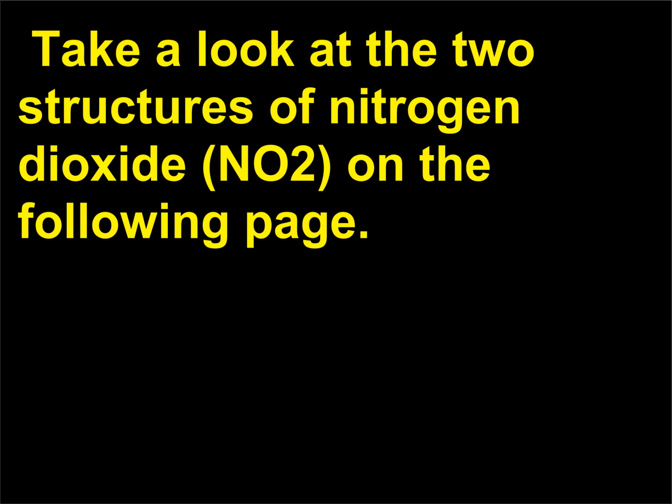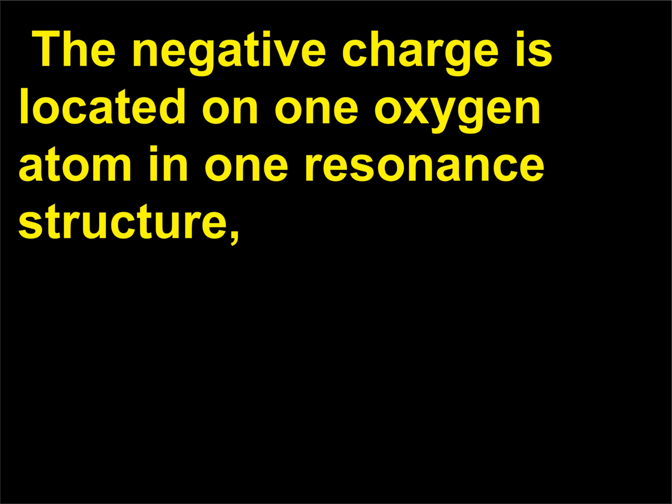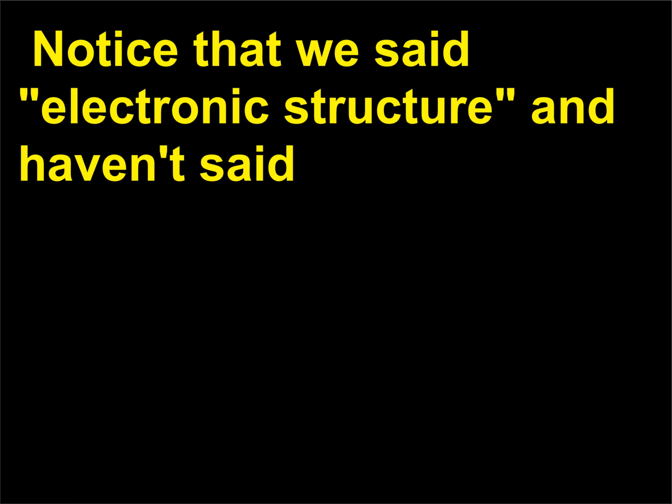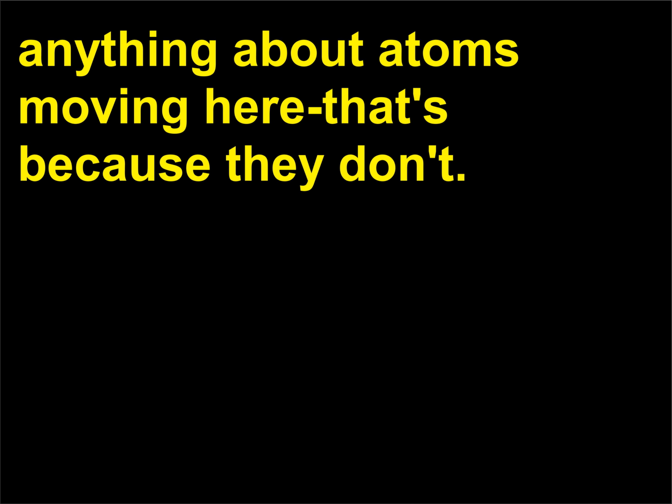Take a look at the two structures of nitrogen dioxide, NO2, on the following page. The negative charge is located on one oxygen atom in one resonance structure, but can be found on the other oxygen in the second resonance structure. Notice that we said electronic structure and haven't said anything about atoms moving here. That's because they don't.